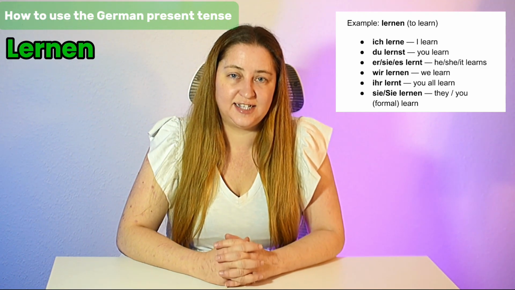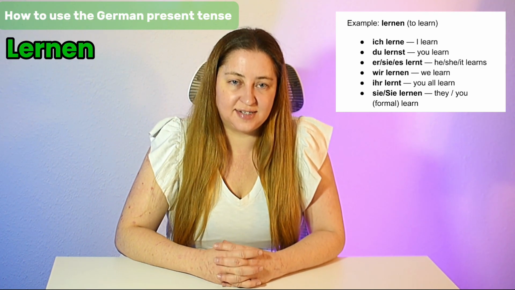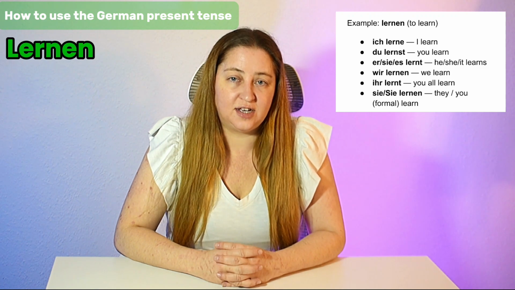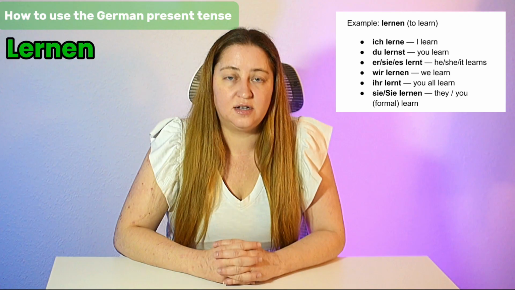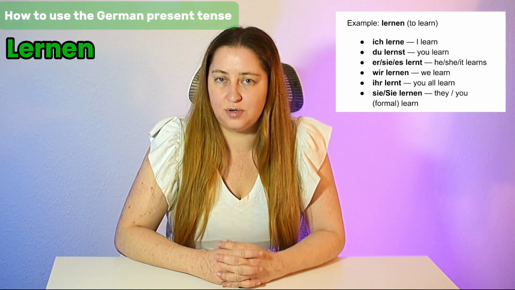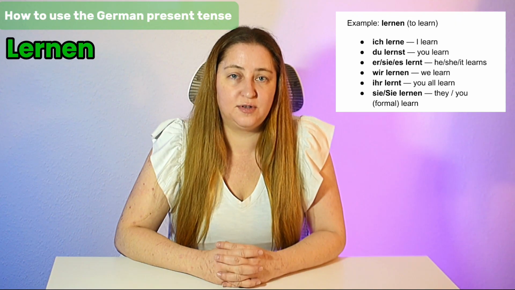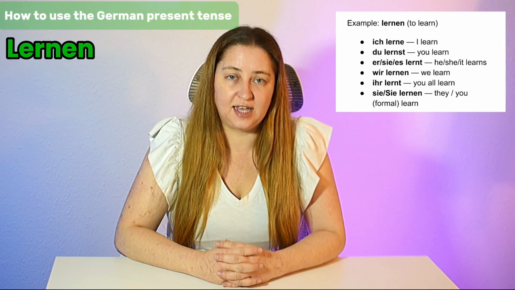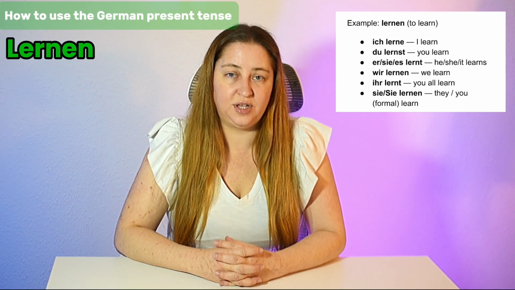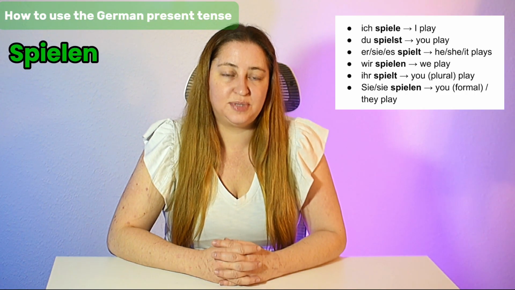We'd say ich lerne, I learn. Du lernst, you learn. Er oder sie lernt, he or she learns. Ihr lernt, you plural learn. Sie lernen, a capital S is you formal, and small s is they. And then we have wir lernen, we learn. Let's look at another verb, spielen, to play.